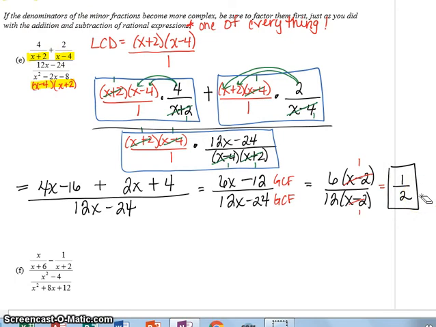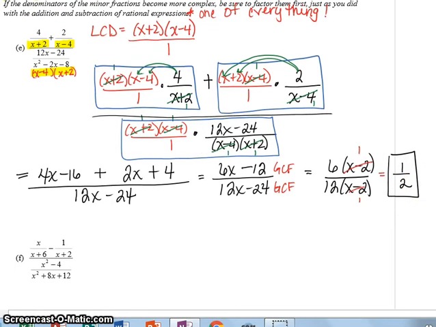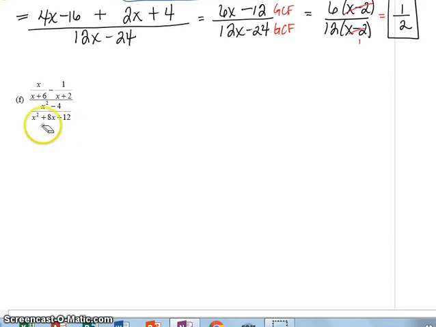Okay, that's the LCD method. Alright, one more here and we're done. So, guess what, guys? Wild guess. X plus 6, x plus 2 are already there. Guess what that factors to? That factors to x plus 6 and x plus 2. 90% of the time, that's going to happen. Okay, we don't kill you with things that are totally different.